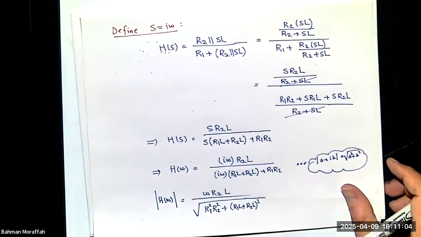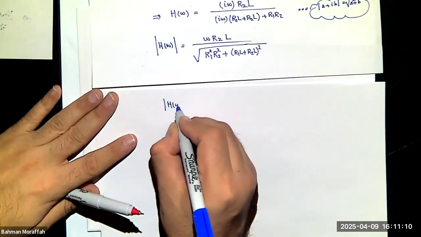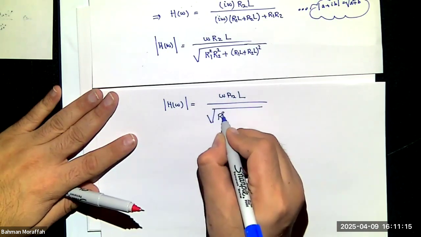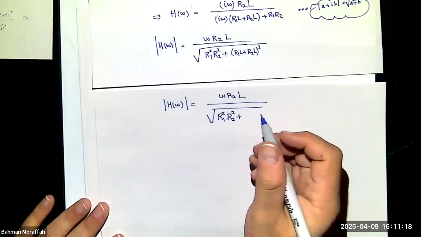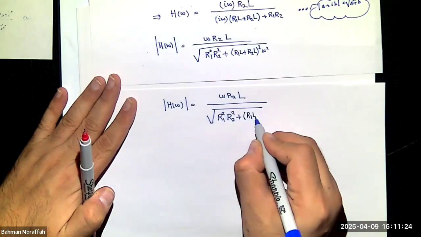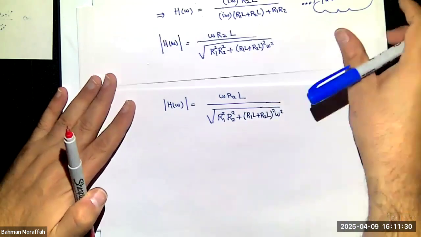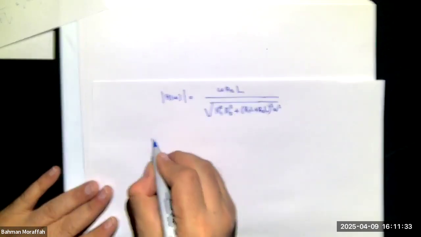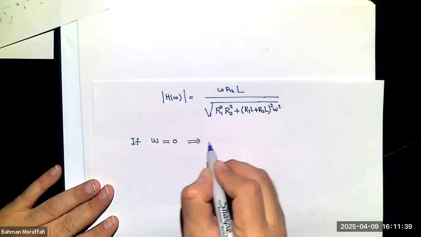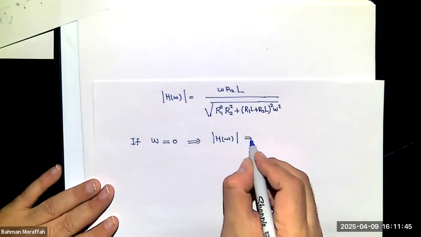What happens? I have the magnitude of H of omega equals omega R2 L divided by the square root of R1 squared R2 squared plus (R1 L plus R2 L) squared omega squared. What happens if omega is 0? Well, the numerator is 0 and the denominator is non-zero, so the absolute value is 0.